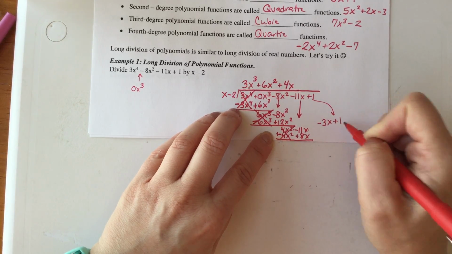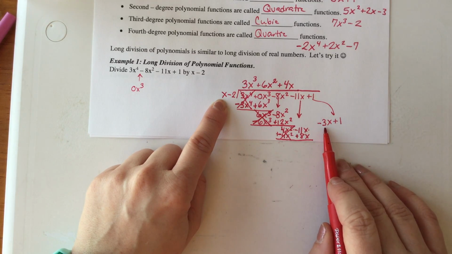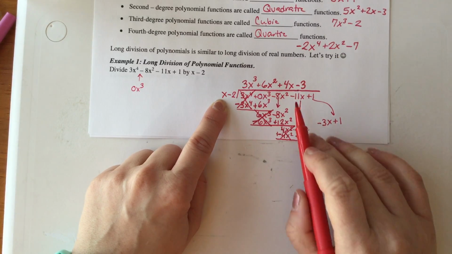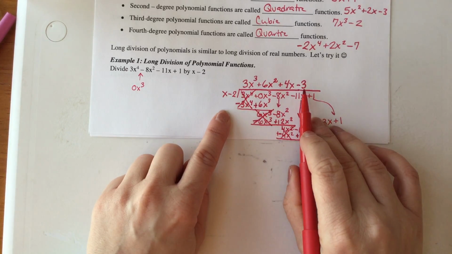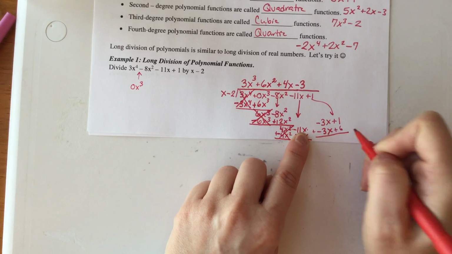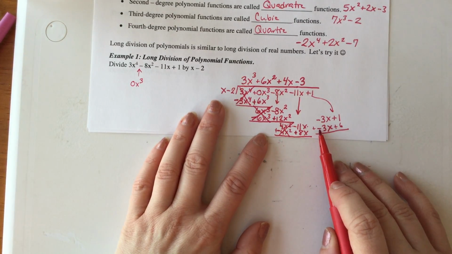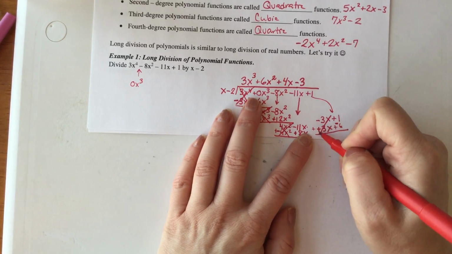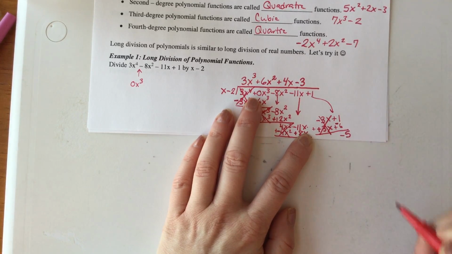Carry down the next term. Start again. I need x to become a negative 3x. So what is it missing? It's missing a negative 3. Negative 3 times x makes negative 3x. Negative 3 times negative 2 is a positive 6. Now when I add them together, I need to cancel the first term. So I need to go ahead and change the signs. This becomes a positive. This becomes a negative. This cancels. Positive 1 and a negative 6 makes negative 5.